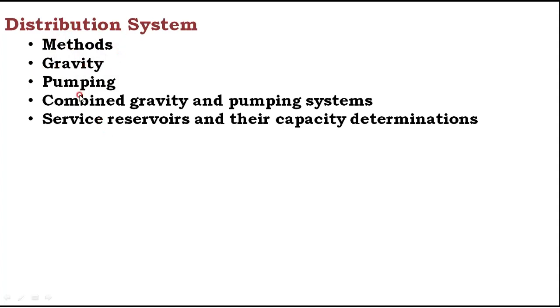Gravity distribution system means the water flows from one point to another point only due to gravity. Pumping means wherever some elevation is there, water cannot flow freely by gravity, therefore you need to pump it forcibly, therefore the pumping type of distribution system. Sometimes partially gravity, partially pumping systems are also required, that is your combined gravity and pumping system.